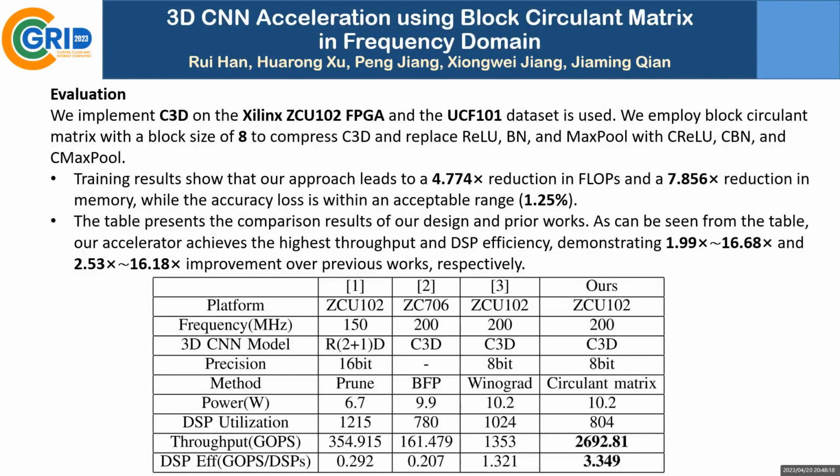The experimental results can be divided into 2 parts. First, the training results show that our approach can lead to a 4.8x reduction in FLOPs and a 7.9x reduction in memory, while the accuracy loss is within an acceptable range, about 1.25%.